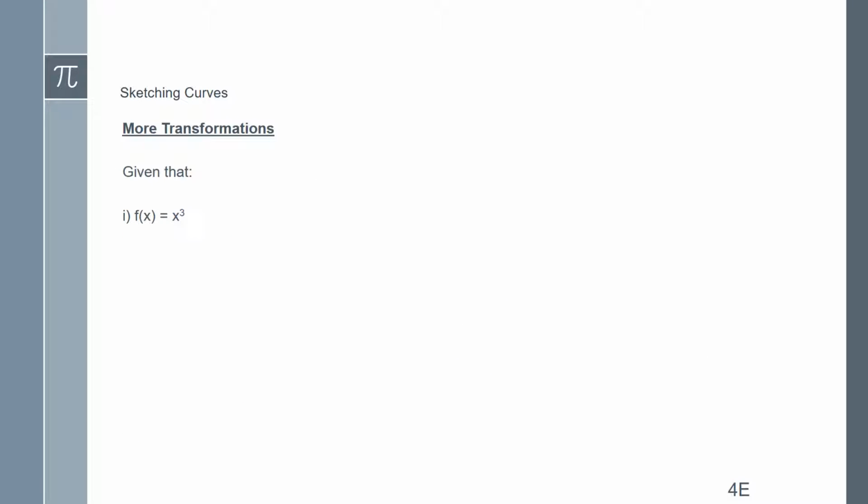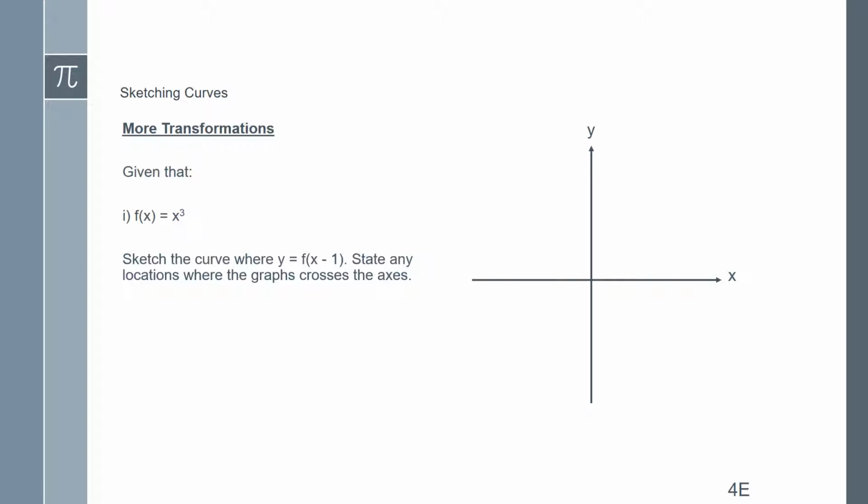Given that f of x is equal to x cubed, sketch the curve y equals f of x minus 1. State any locations where the graphs cut the axes. x cubed is a standard curve, we should be able to draw it. So that's f of x. f of x minus 1, we know it's going to be a translation of 1 to the right, a translation of positive 1. So now, instead of cutting at 0, it cuts at 1.